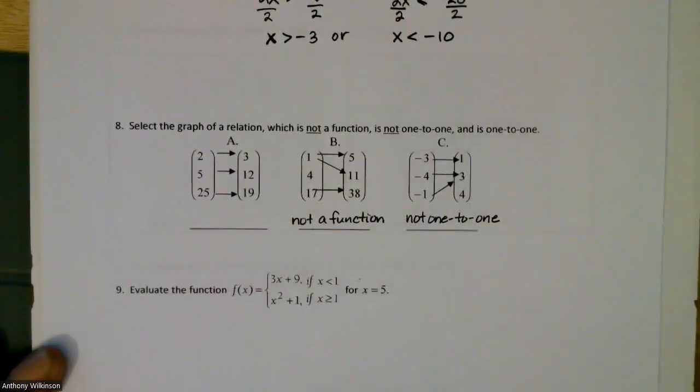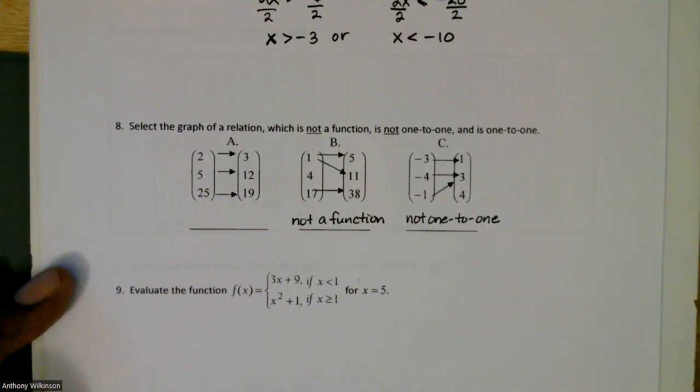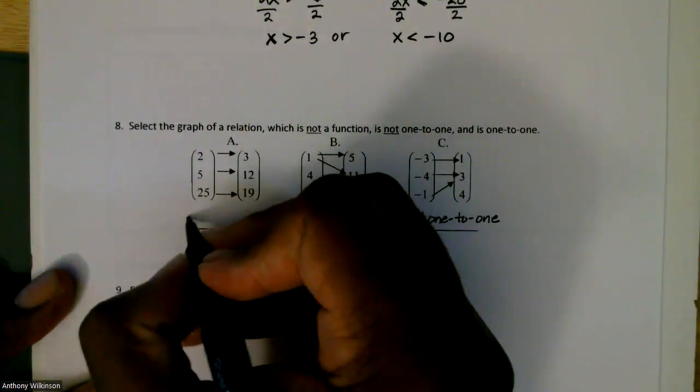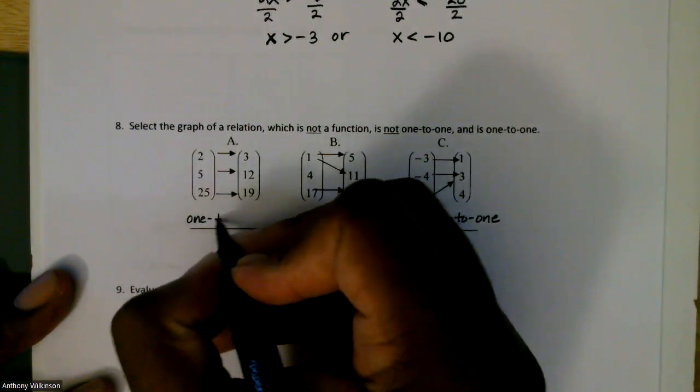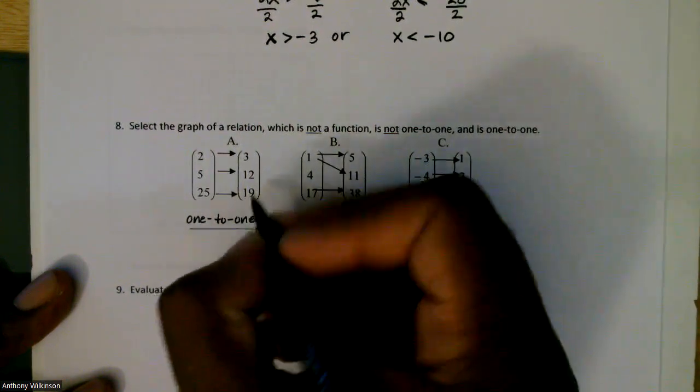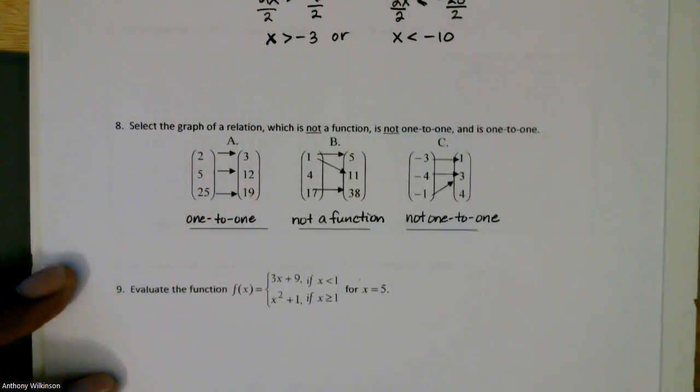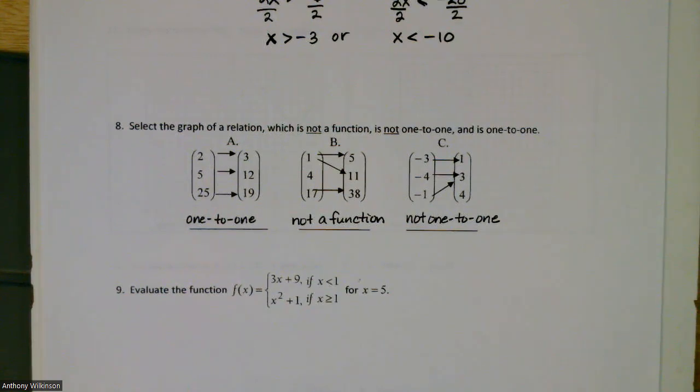1-to-1, which will mean mapping A is 1-to-1. And that's because only one y value is with only one x value. And not only that, by the way, it is also a function, because you only got one x to one y in each case.